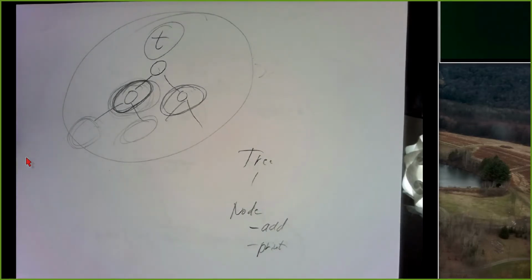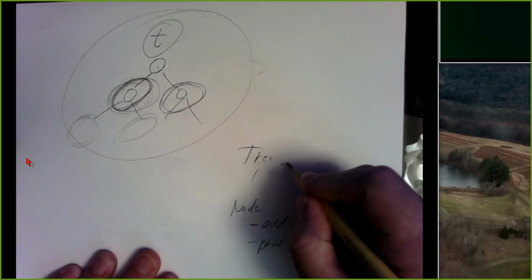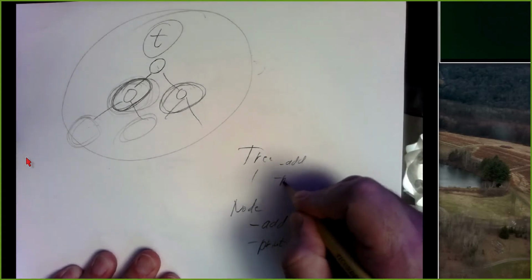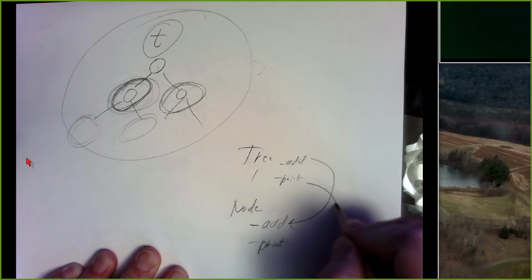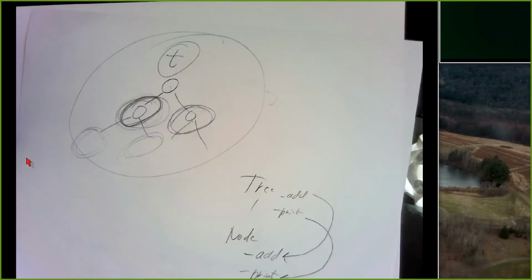But from my main program, I don't want to say, you know, tree.root.add or tree.root.print. I just want to say, you know, name of my tree.add or print. So I'm also going to have an add method up here and a print method up here. And these are really just going to be wrappers around add and print methods in my node class.